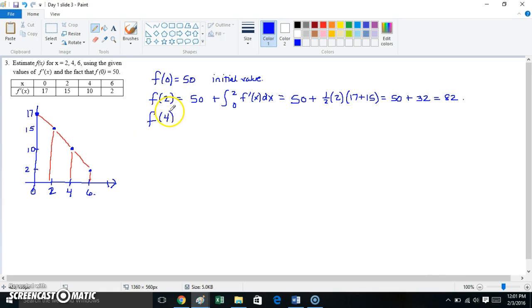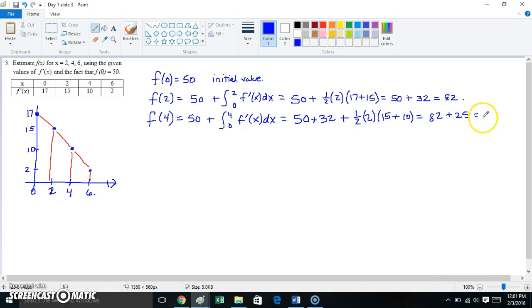F of 4 will be equal to 50 plus the integral from 0 to 4 of f prime of x dx. Okay, I already know from 0 to 2 is 82. That was my 50 plus 32. So I just need to add on the area of the trapezoid between 2 and 4. 1/2 times 2, the bases are 15 plus 10. So that's going to be 82 plus 25, or 107.